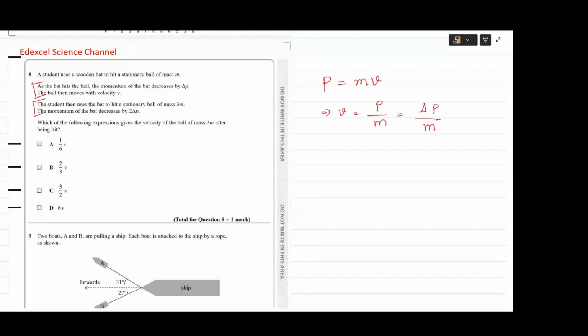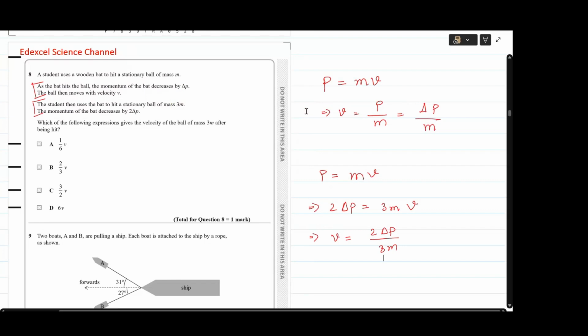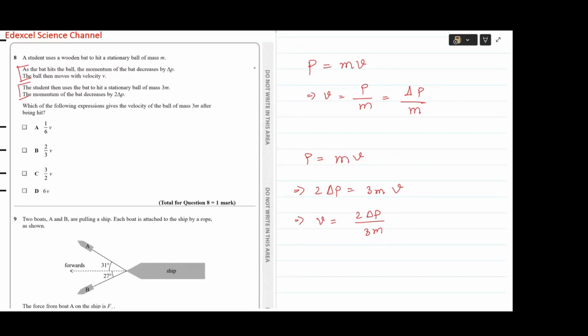Now, if we go to our second scenario, momentum is equal to mass times velocity. The momentum over here is 2 delta p, the mass is 3m, and the velocity is v. So v is equal to 2 delta p divided by 3m. As we can see, this part is for this, and this part is for this.